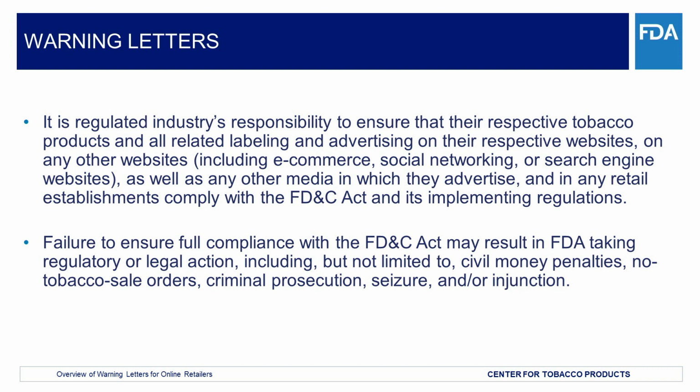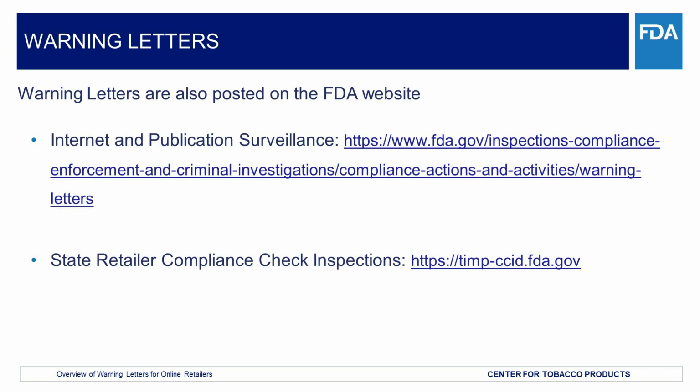Failure to correct the violations and come into full compliance with the FD&C Act may result in FDA taking regulatory or legal action, including, but not limited to, civil money penalties, no tobacco sale orders, criminal prosecution, seizure, and/or injunction. Warning letters are posted on the FDA website. You can search for them in either of the two links listed in this slide.